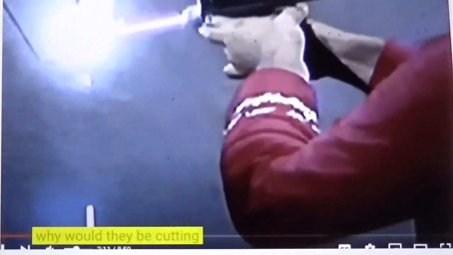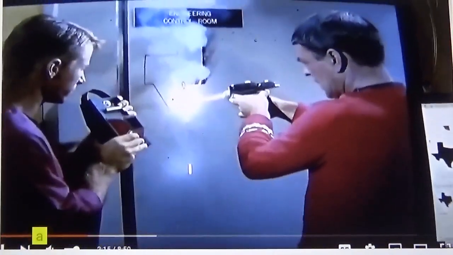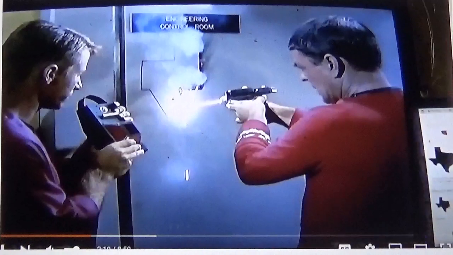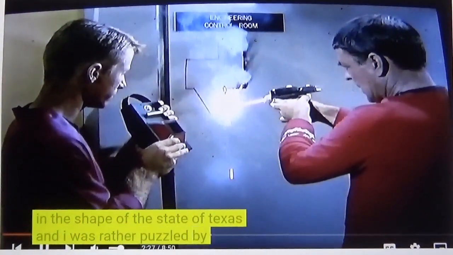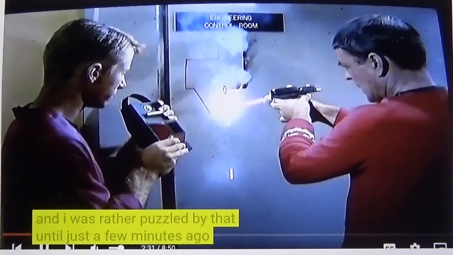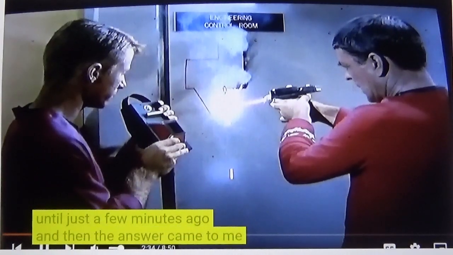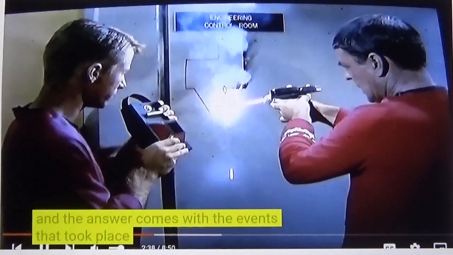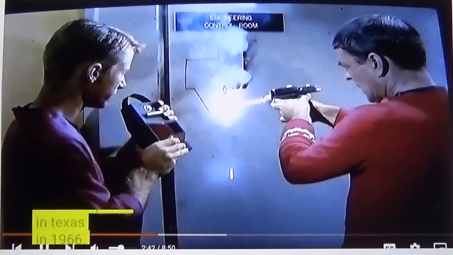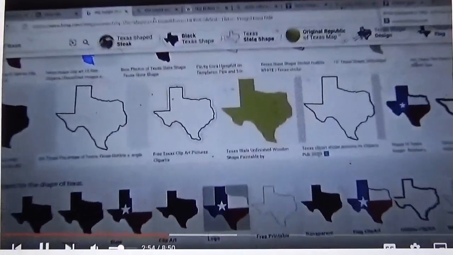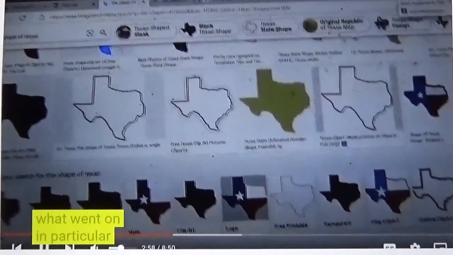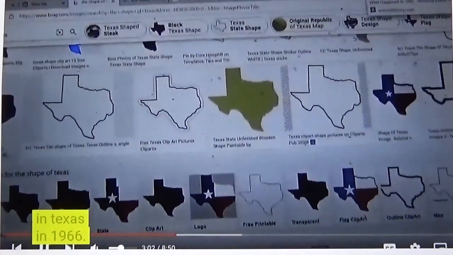So I began to ask myself a question: why would they be cutting a metal plate in the shape of the state of Texas? And I was rather puzzled by that until just a few minutes ago. And then the answer came to me. And the answer comes with the events that took place in Texas in 1966. So we've got to go to Texas, 1966. What went on, in particular, in Texas in 1966.